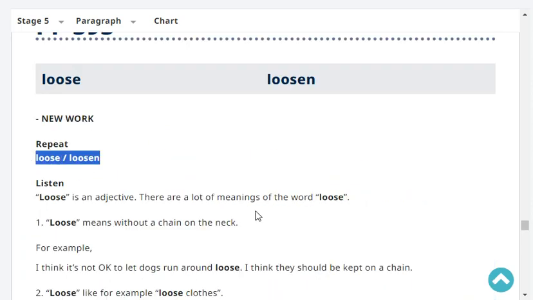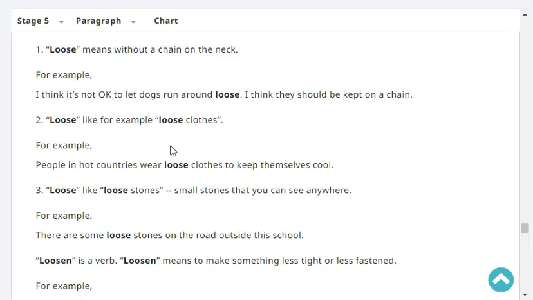Loose, loosen. Very good. Okay, listen. Loose is an adjective. There are a lot of meanings of the word loose. Number one, loose means without a chain on the neck. For example, I think it's not okay to let dogs run around loose. I think they should be kept on a chain.